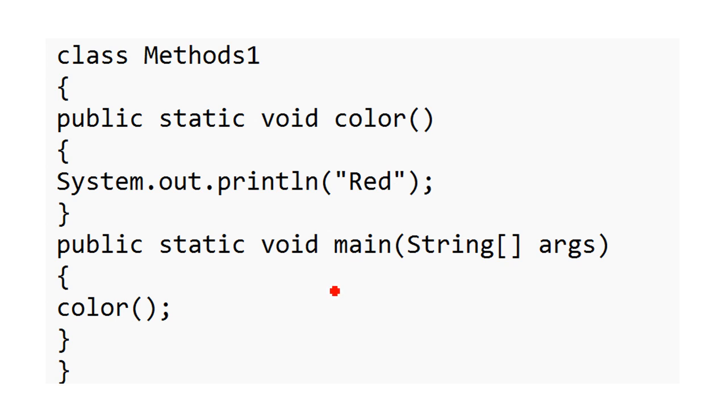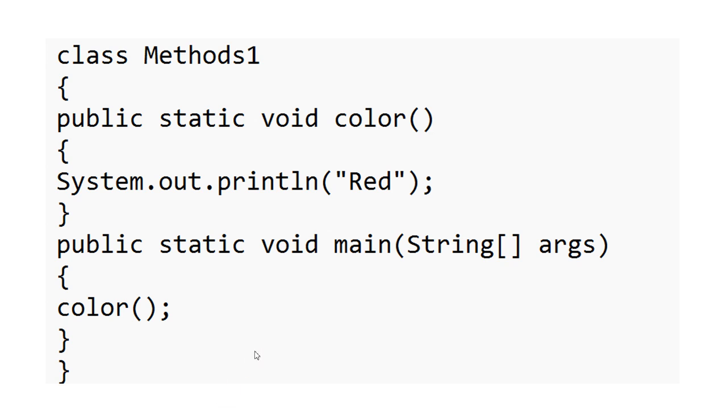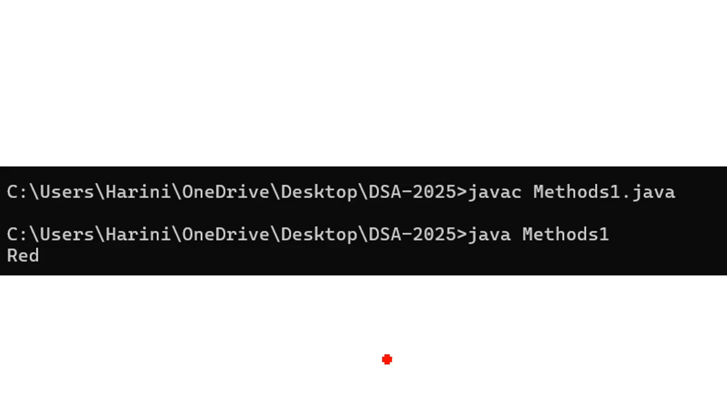So this is how we would be writing the code. Now you see that we have a method color and we are not sending any parameters here. What do you think? Is this going to run or give you an error? So please pause, think for a minute and see.